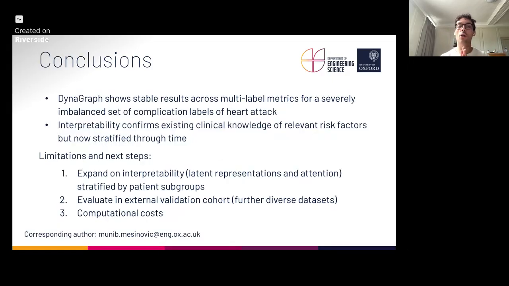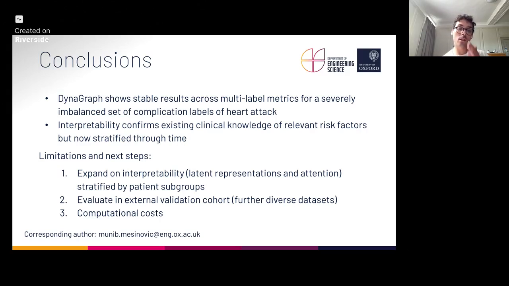The conclusions are that DynaGraph shows stable results across several multi-label metrics for a severely imbalanced set of complications, for risk prediction of heart attack complications. Our interpretability needs to be worked on more, but it confirms existing clinical knowledge of relevant risk factors, now stratified through time. It allows clinicians to monitor that in real time up to 24 hours into the future.